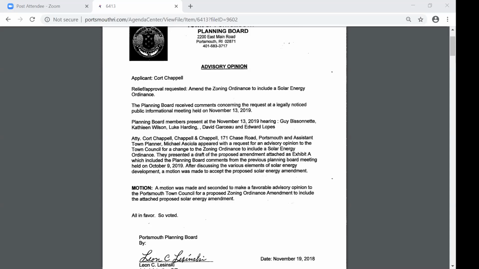I think you also need to remember how we got here. Portsmouth has a zoning ordinance that doesn't specifically say that solar is allowed.